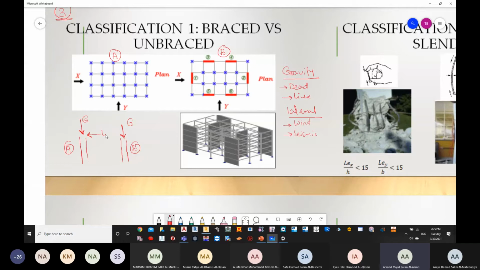The picture here represents a structure which has columns and shear walls, and you can see that the shear walls are going to be taking the lateral loading. They will take vertical loading as well, but mainly they are there to take the lateral loading. So that's the first classification. We should know the meaning of braced and unbraced, and according to your plan, you should be able to figure out whether this column should be designed as braced or unbraced.